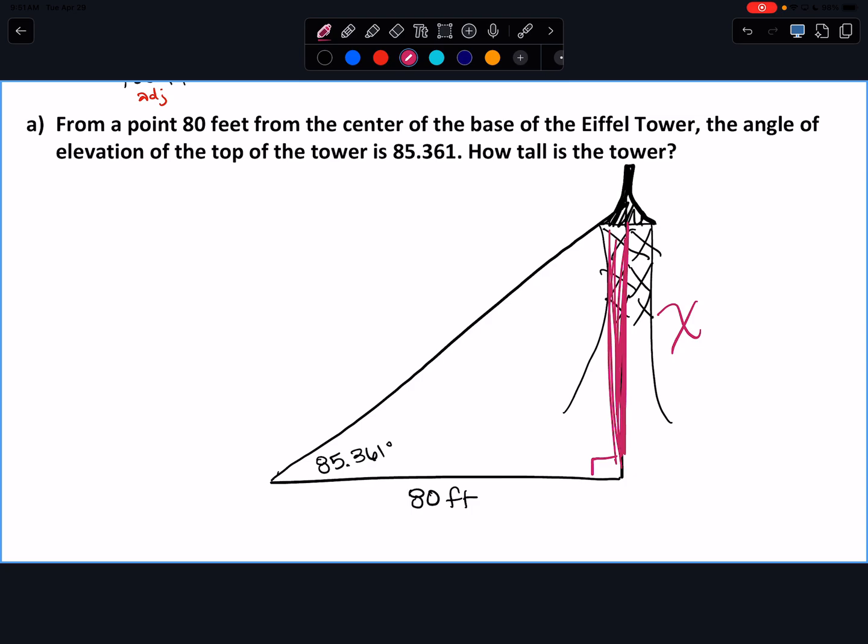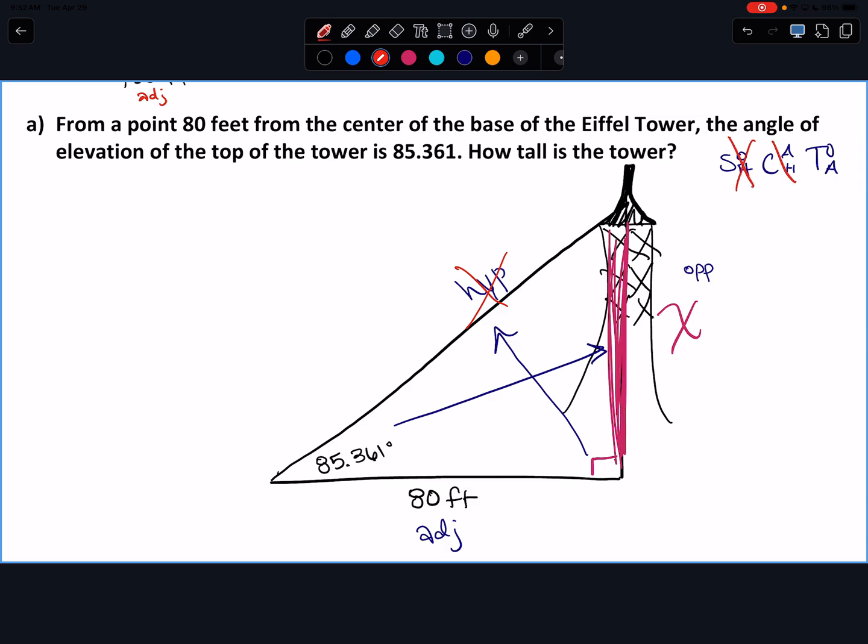Okay. So let's label our triangle. Across from the angle we call opposite. Across from the 90 is always hypotenuse, which means that 80 feet is adjacent. Okay? And then we have SOH CAH TOA. I know that because this is a right triangle. Which side has nothing on it? Has nothing on it. I don't care about the diagonal, right?